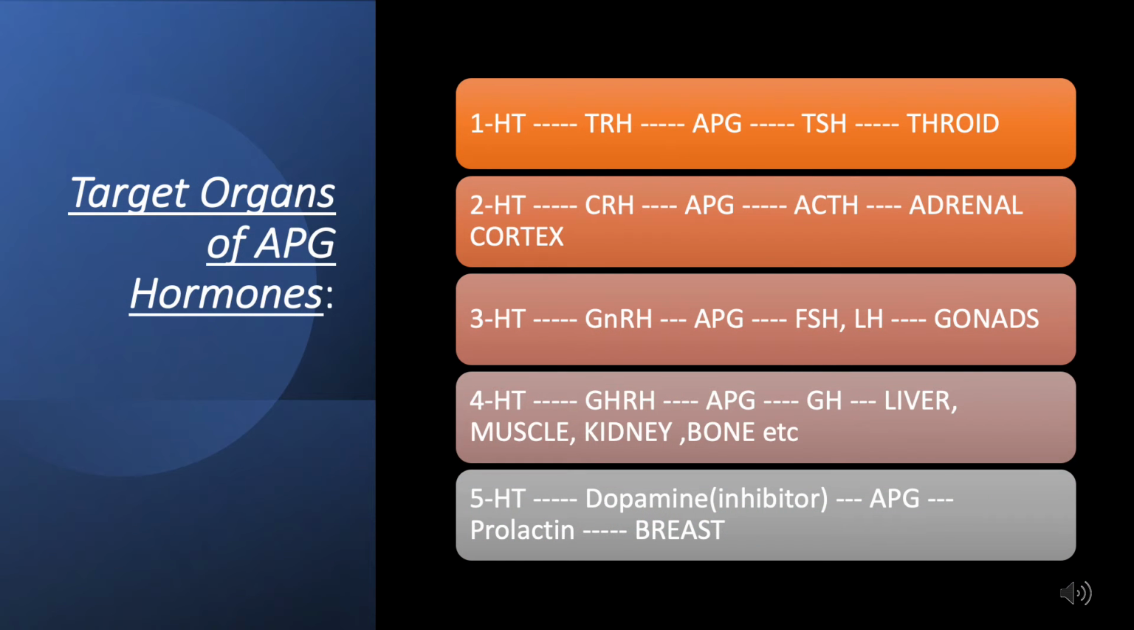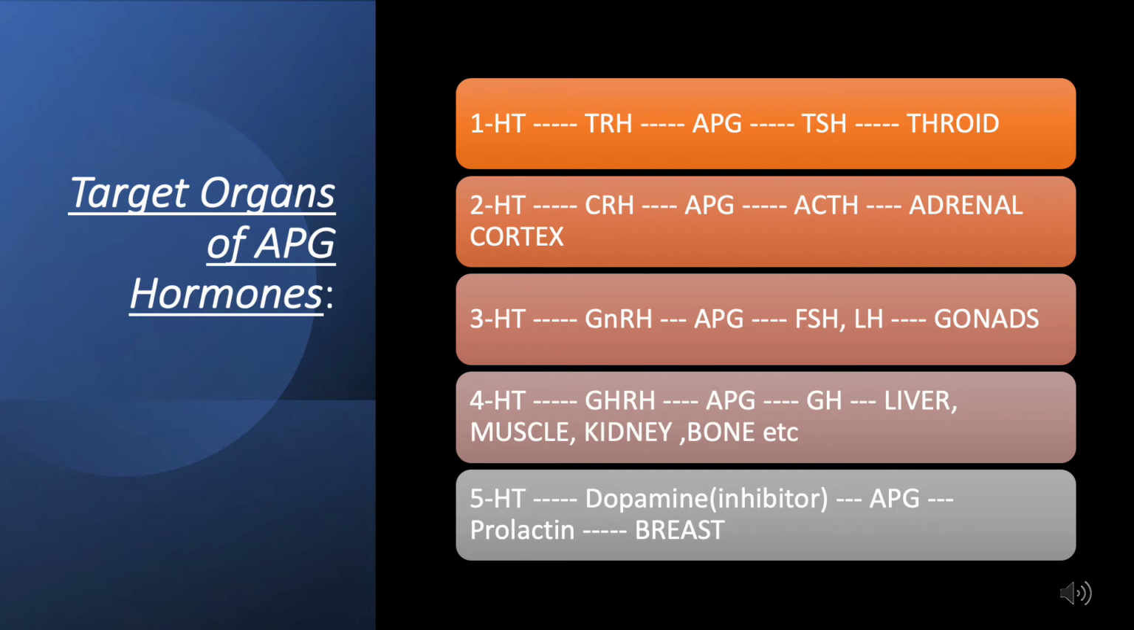Target organs of anterior pituitary gland hormones. 1. Hypothalamus releases thyrotrophin-releasing hormone, TRH, and triggers anterior pituitary gland. Then, anterior pituitary gland releases thyroid-stimulating hormone, TSH, and its target organ is thyroid.